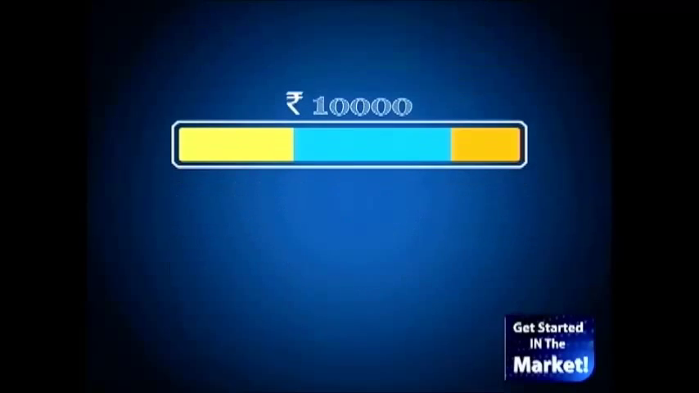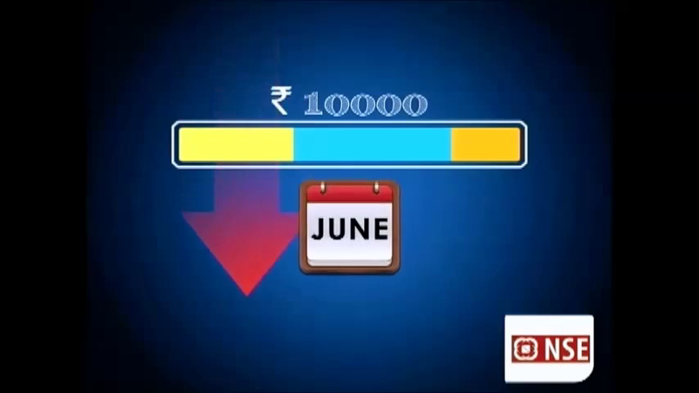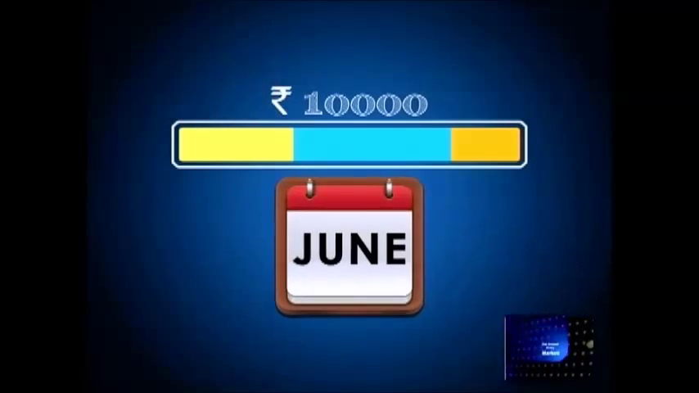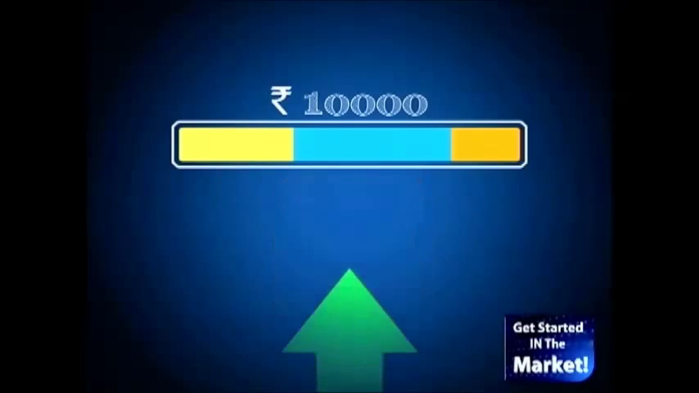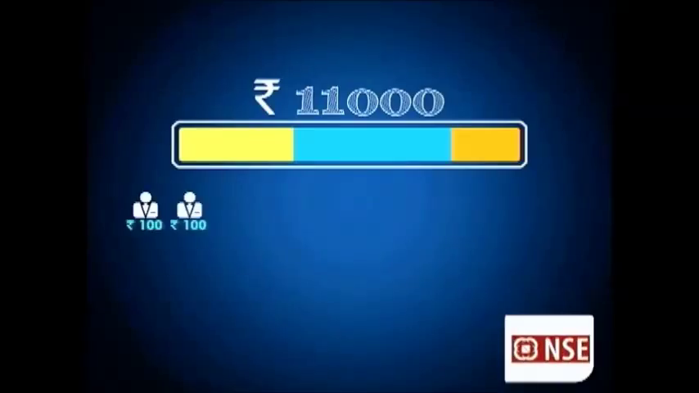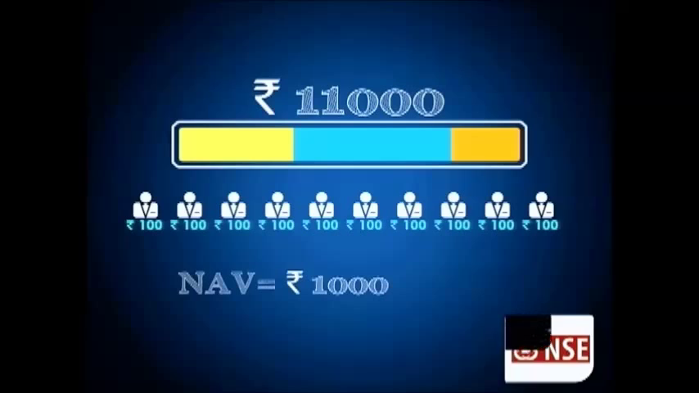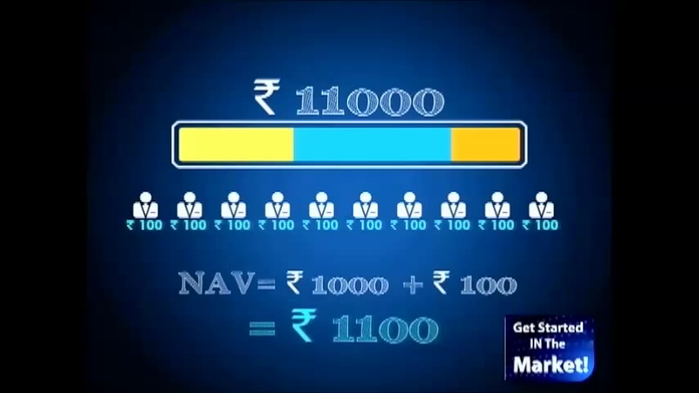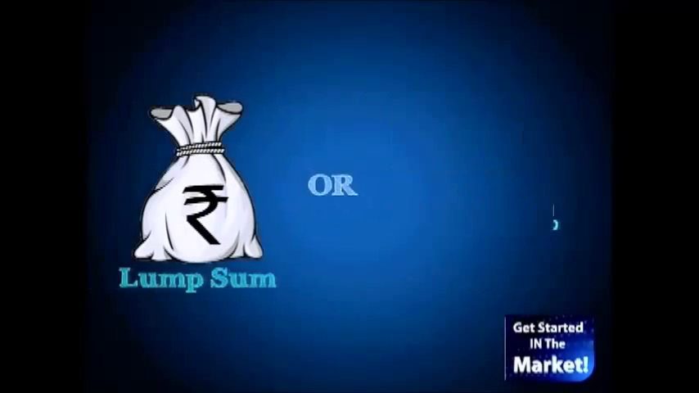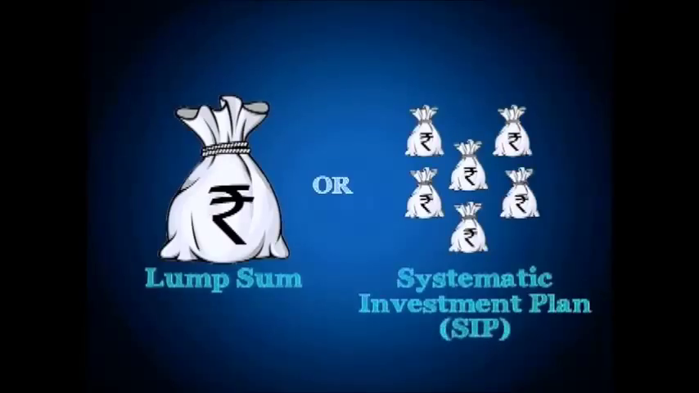So how does the value of your mutual fund move up or down? Let us suppose the investments of the fund manager worked well, and after 1 month, the value of this portfolio has moved up to 11,000 rupees. This would mean each of the investors will equally gain 100 rupees, and the net asset value of each unit will now move up to 1100 rupees. You can invest in a mutual fund in a lump sum manner or in smaller regular amounts through a systematic investment plan or an SIP. This will depend on your capacity to invest.